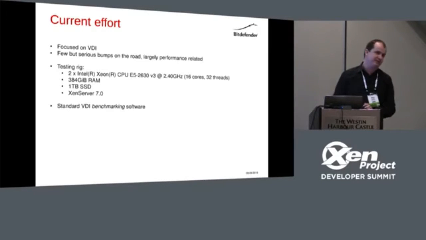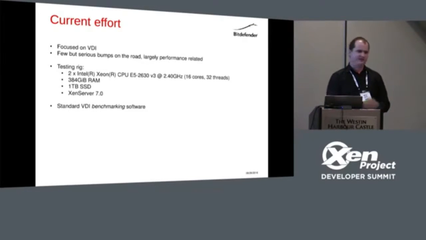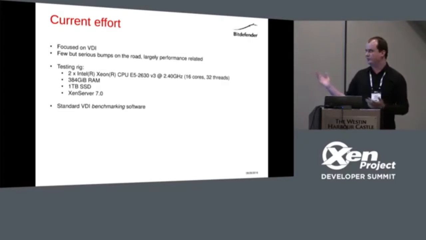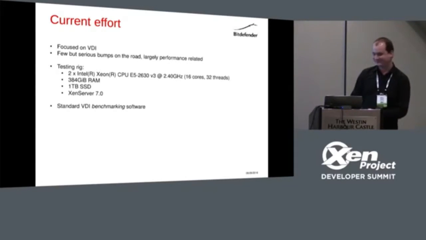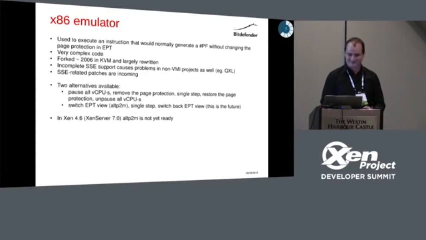This is my personal testing rig. It's a Haswell machine with 32 threads, a bunch of RAM, a bunch of disk. And we're using XenServer Dundee and standard VDI benchmarking software. I didn't put it in the presentation, but it's Login VSI for those of you who know. We're all friends here, right?